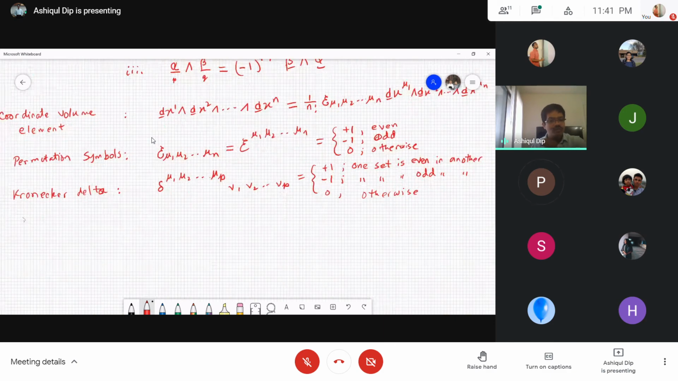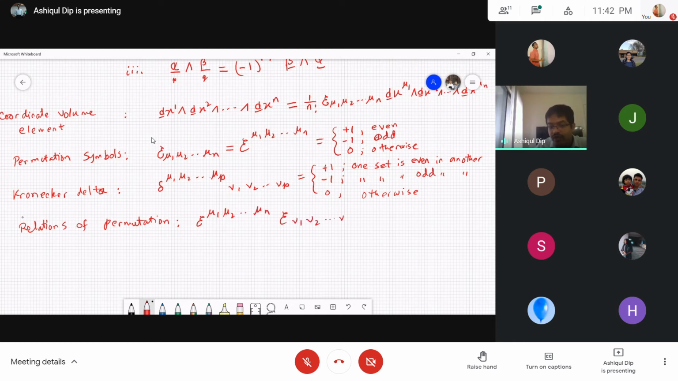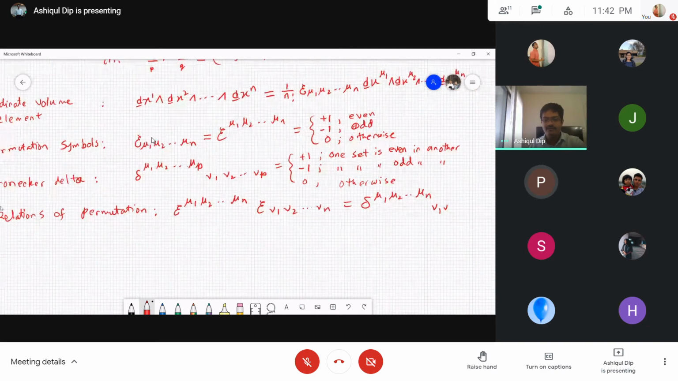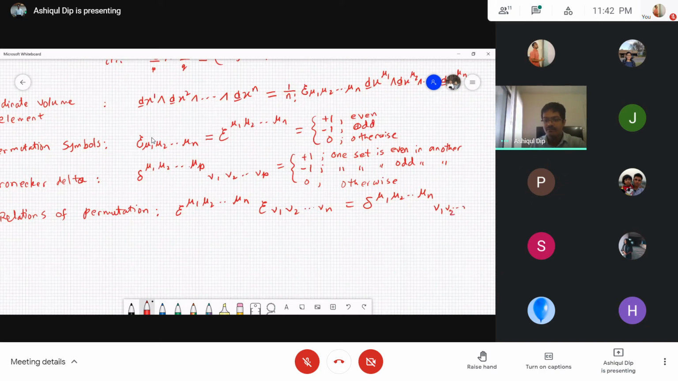Okay, so these permutation symbols are connected. For E with n indices, it's connected like this: E mu1 mu2 up to mu n, E nu1 nu2 up to nu n equals delta mu1 mu2 up to mu n, nu1, nu2 up to nu n, right?